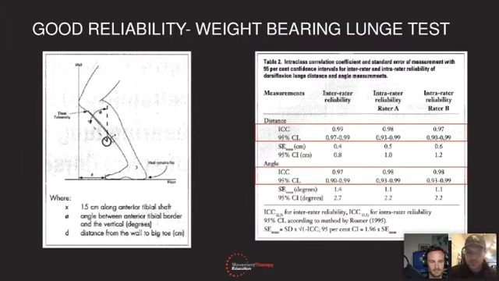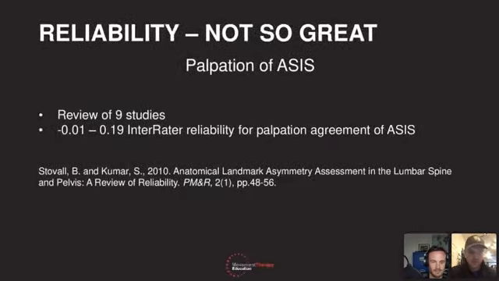And that is also the same, even though it's slightly less, for the angle measurement as well. So whether you choose to use the inclinometer or the distance measurement, it doesn't matter. The reliability of that test is still very good. So that's an example of that.